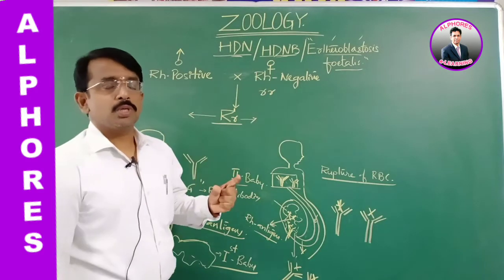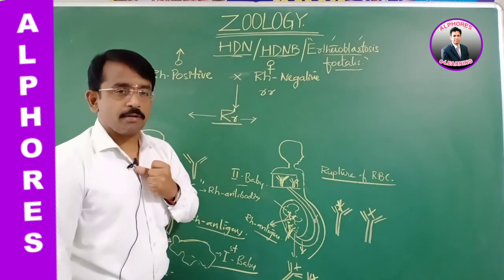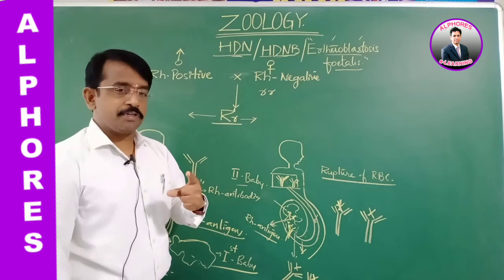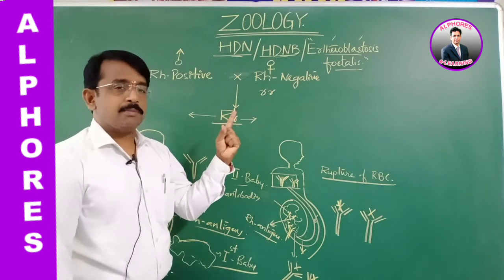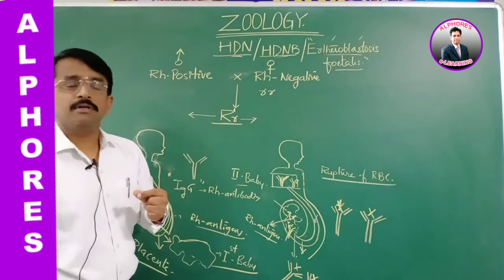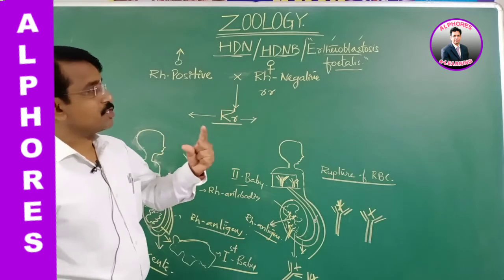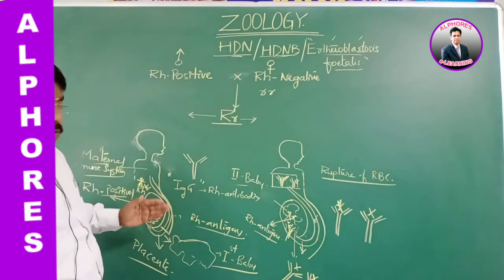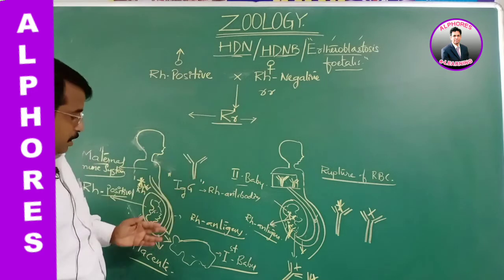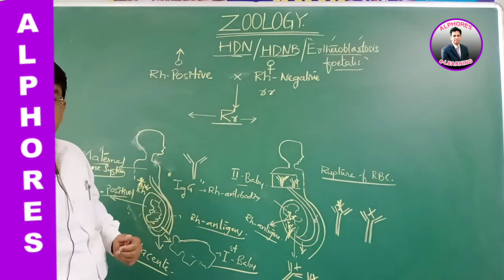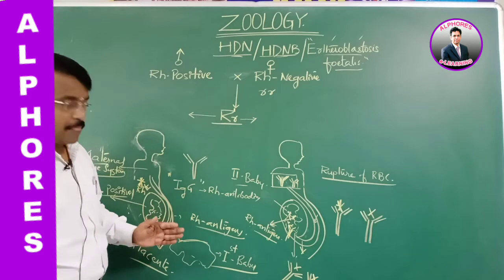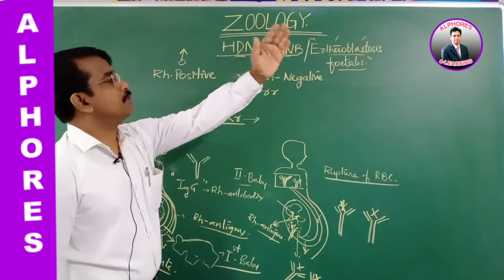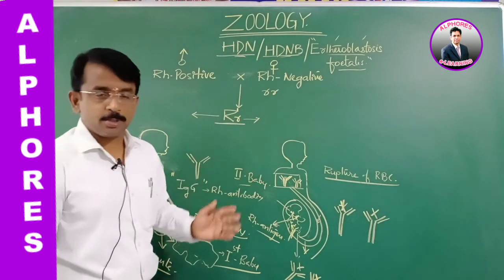It is an alloimmune disorder which develops in an Rh positive fetus because of an Rh positive father and Rh negative mother. So you come to know that all the babies born to this couple are Rh positive. The first baby is safe. From the second generation onwards, babies are prone to HDN, HDNB or erythroblastosis fetalis.